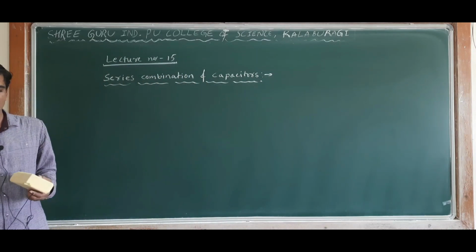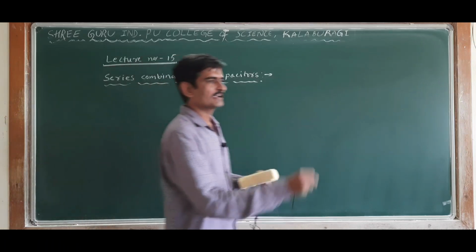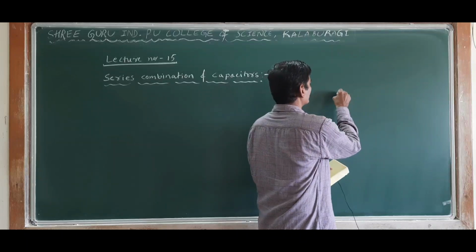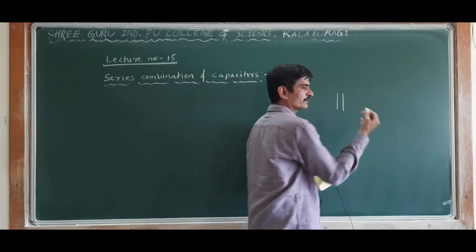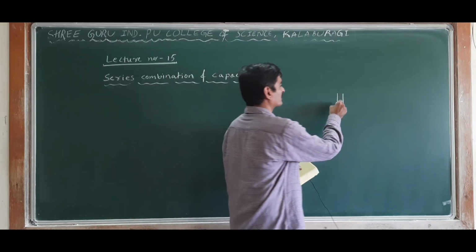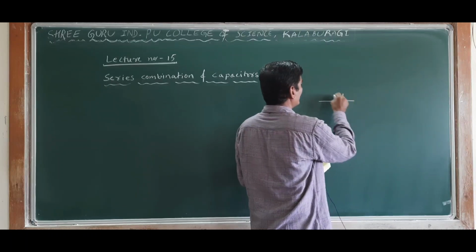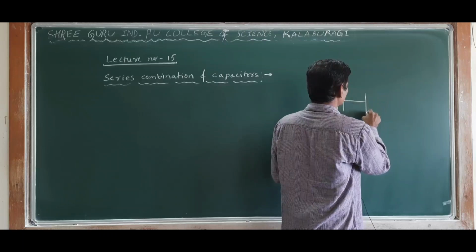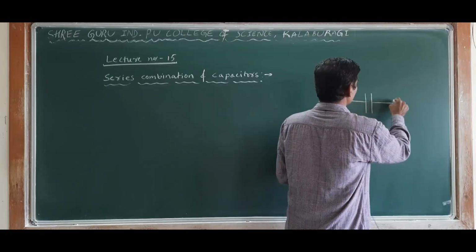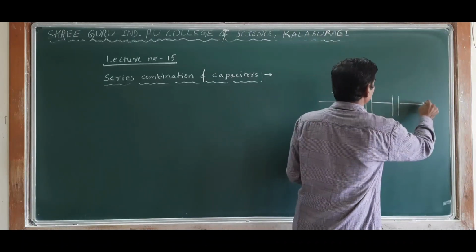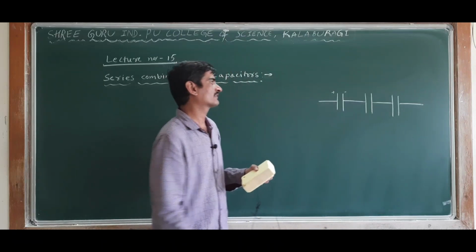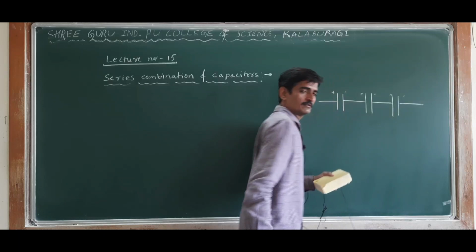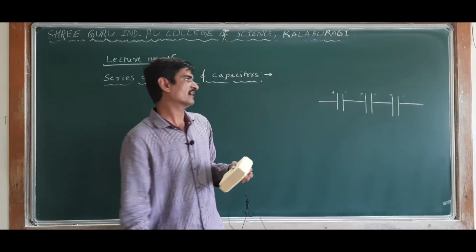Series combination of capacitors is an end to end connection. We know the circuit symbol of a capacitor is like this, where one plate is positive and the other plate is negative. And next, another capacitor. This is called a series connection. How do we explain a series connection if they ask?